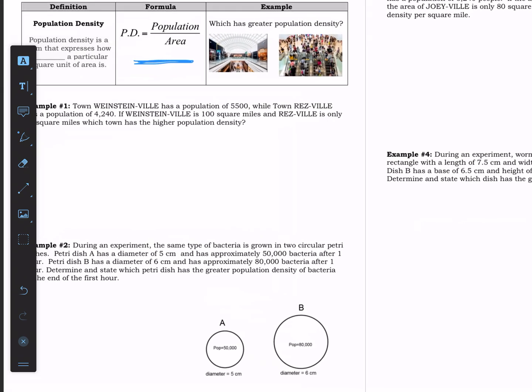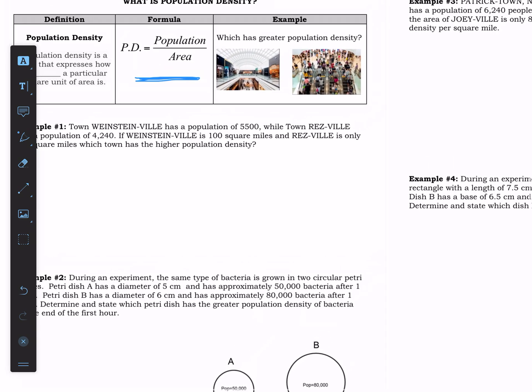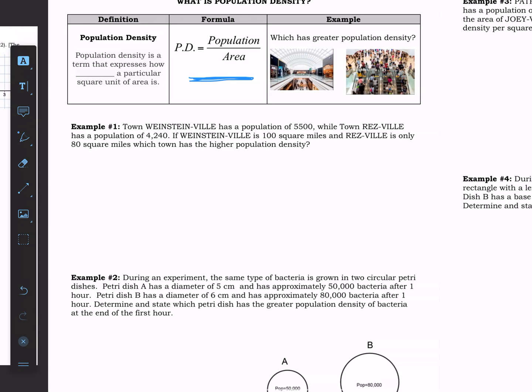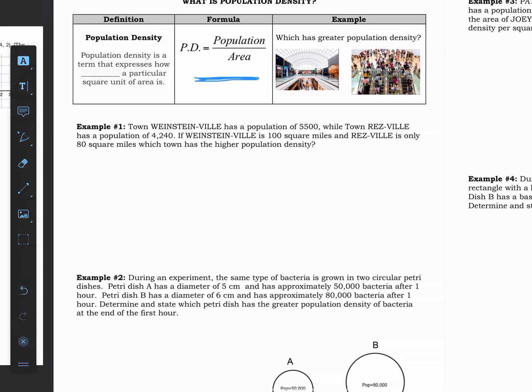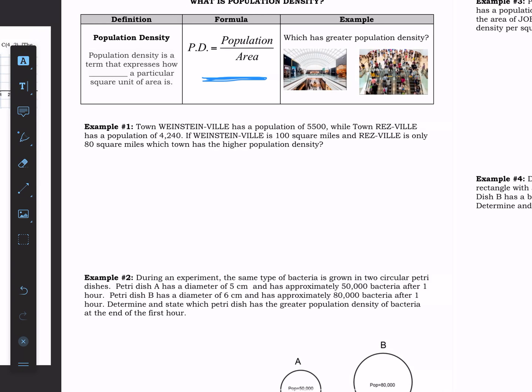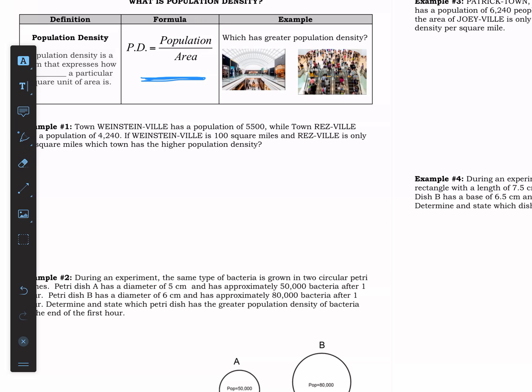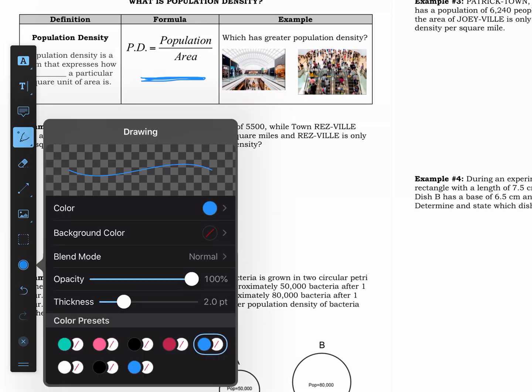Okay, so let's take a look at example 1. Weinsteinville has a population of 5,500, while town Resville has a population of 4,240. If Weinsteinville is 100 square miles and Resville is only 80 square miles, which town has the higher population density? Okay, so let's set this guy up.